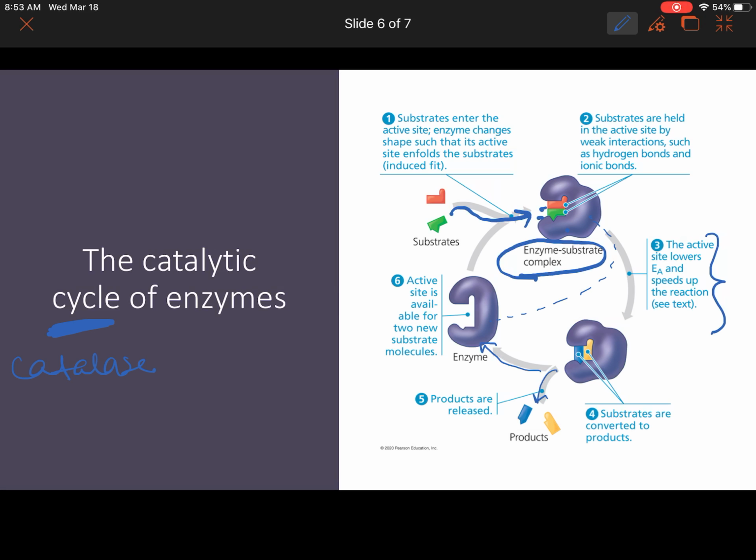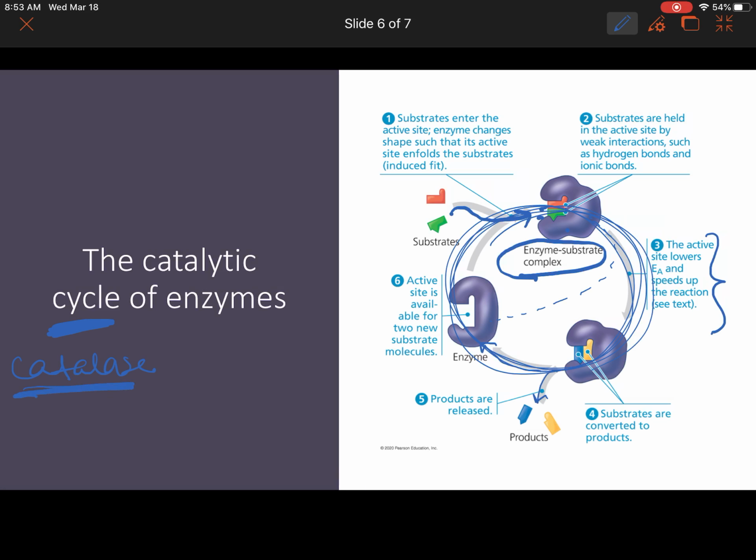Okay, one catalase enzyme can do this cycle 1,000,000 times or more in 1 second. So in 1 second, a catalase enzyme can do this 1,000,000 times. That's crazy fast. That's why enzymes are so important in cells, because there's no way that those reactions could go that fast without enzymes. That's hard for us to wrap our minds around, okay?